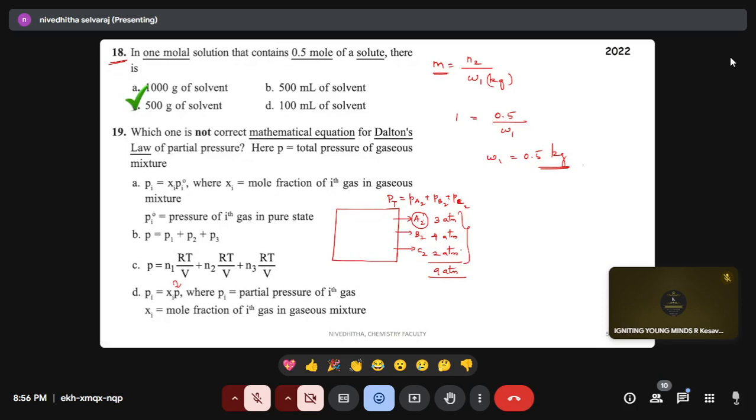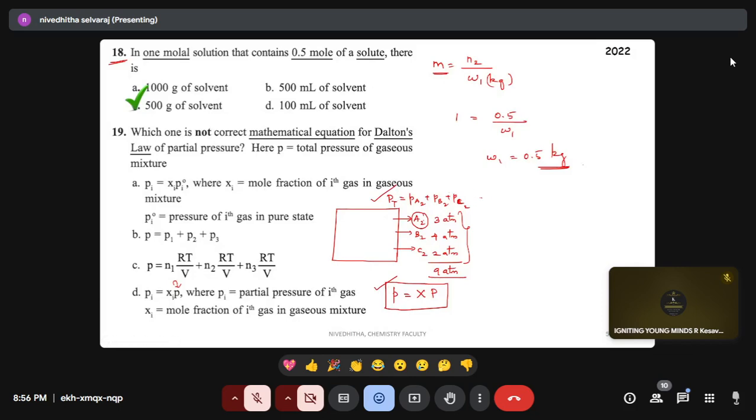And in a gaseous mixture, if we want to find the partial pressure of any gas, then we can use this formula. Partial pressure of any gas is equal to the mole fraction of the gas times the total pressure. So if we have any gaseous mixture and we have to find the partial pressure of a specific gas, we can use this relationship.